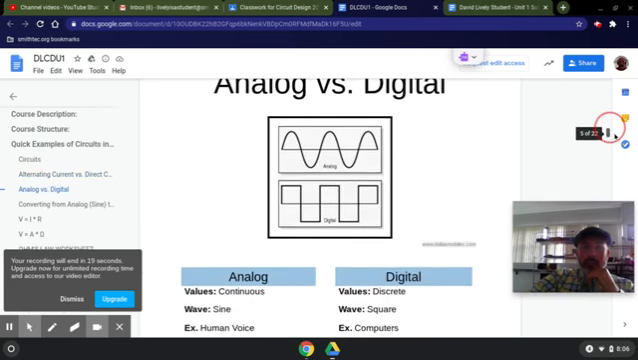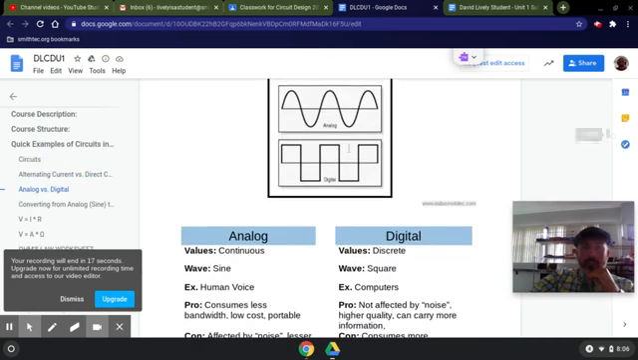And then for analog and digital. Digital is always going to be high, so the x-axis is time, so it's always high and then low.